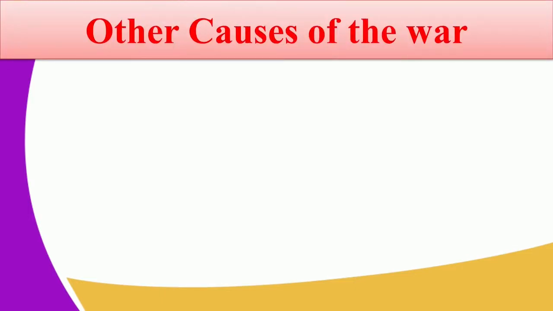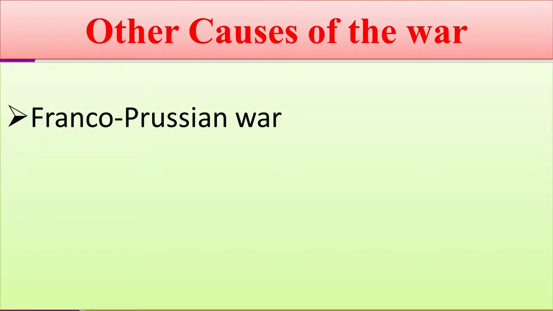Other causes of the war, apart from the immediate causes, we have other causes. These are the Franco-Prussian War. It's one of the causes of the war. In the Franco-Prussian War, this was the war between France and Germany. And France lost two places that had lucrative trade or other businesses, and these are Alsace and Lorraine.